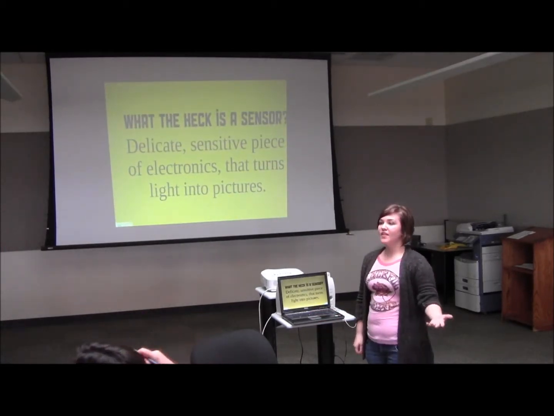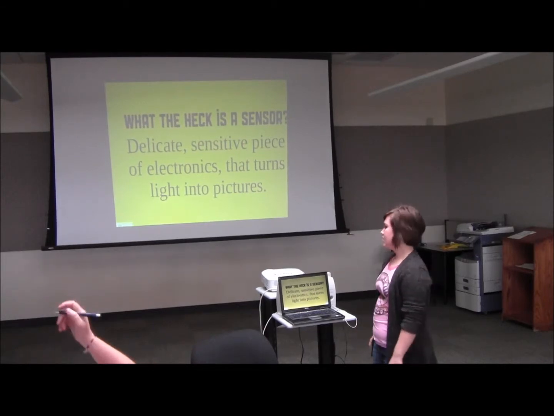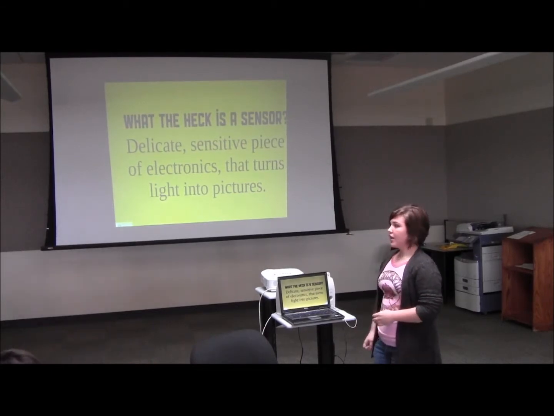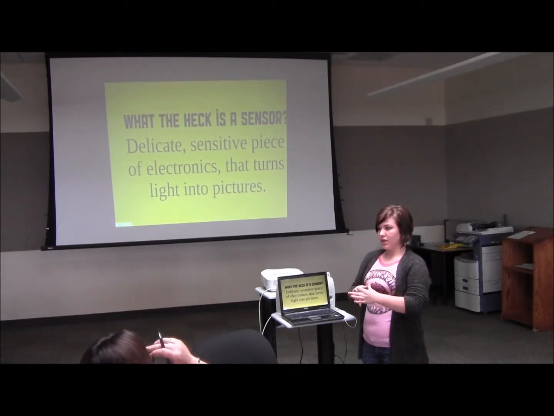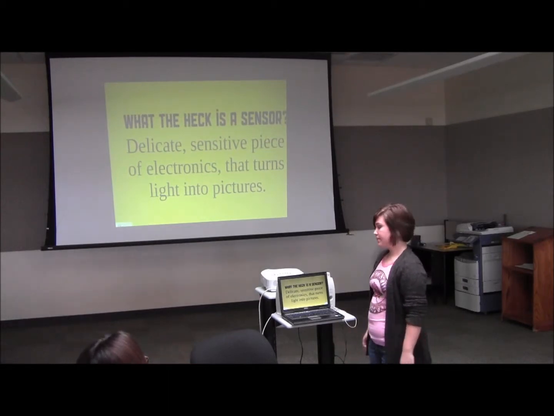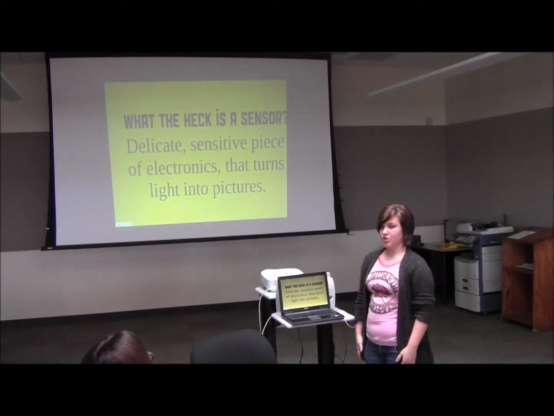First, we're going to talk about what the heck a sensor is. Sensors are like the middle piece of the camera, and it's all electronic, and when the light goes in and touches the sensor, it turns it into a picture.